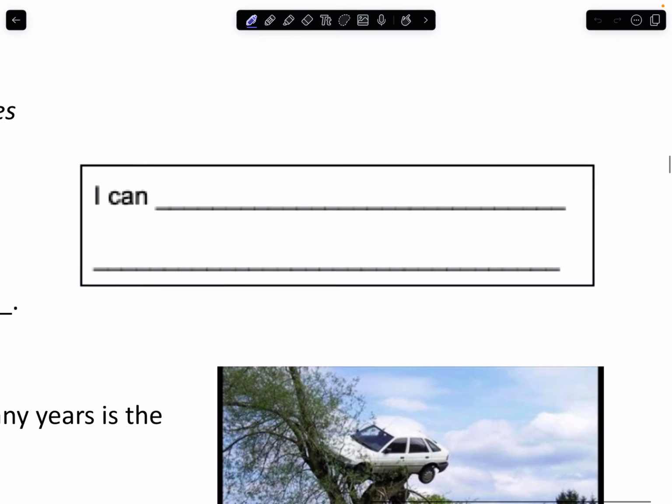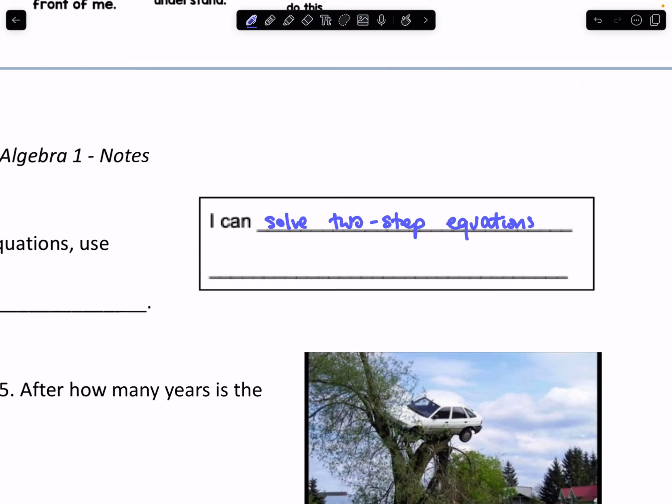So today's objective is to solve two-step equations. So I can solve two-step equations. Just know that once again you can pause this video at any point, rewind at any point if I'm going too quickly. So that is what I recommend if I am moving a little bit quickly here.